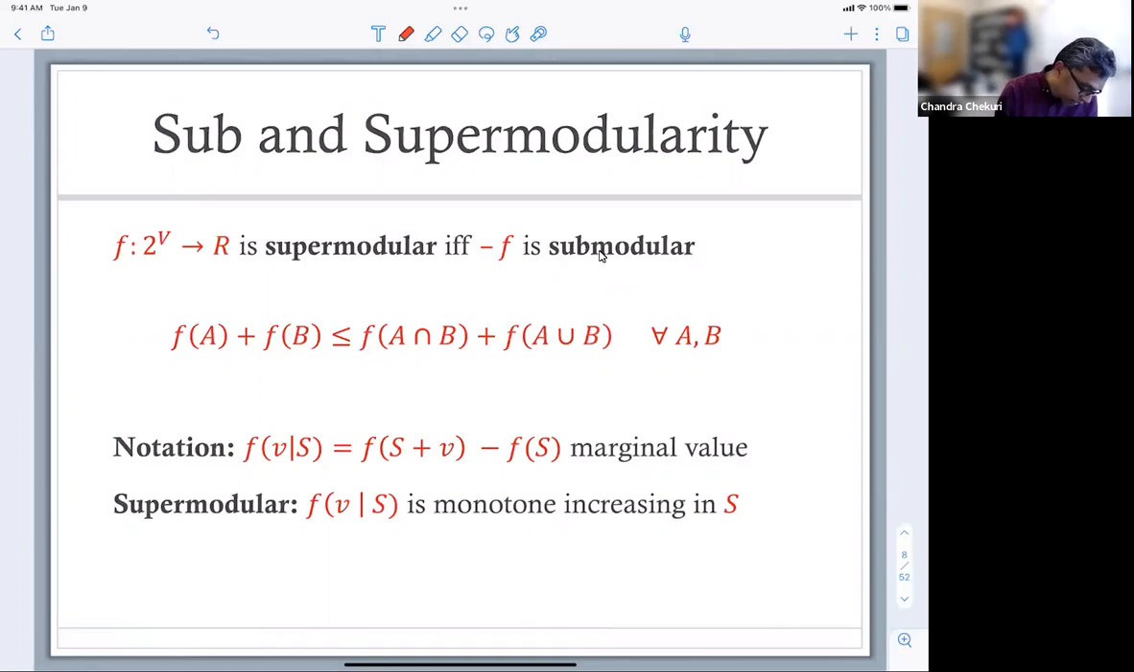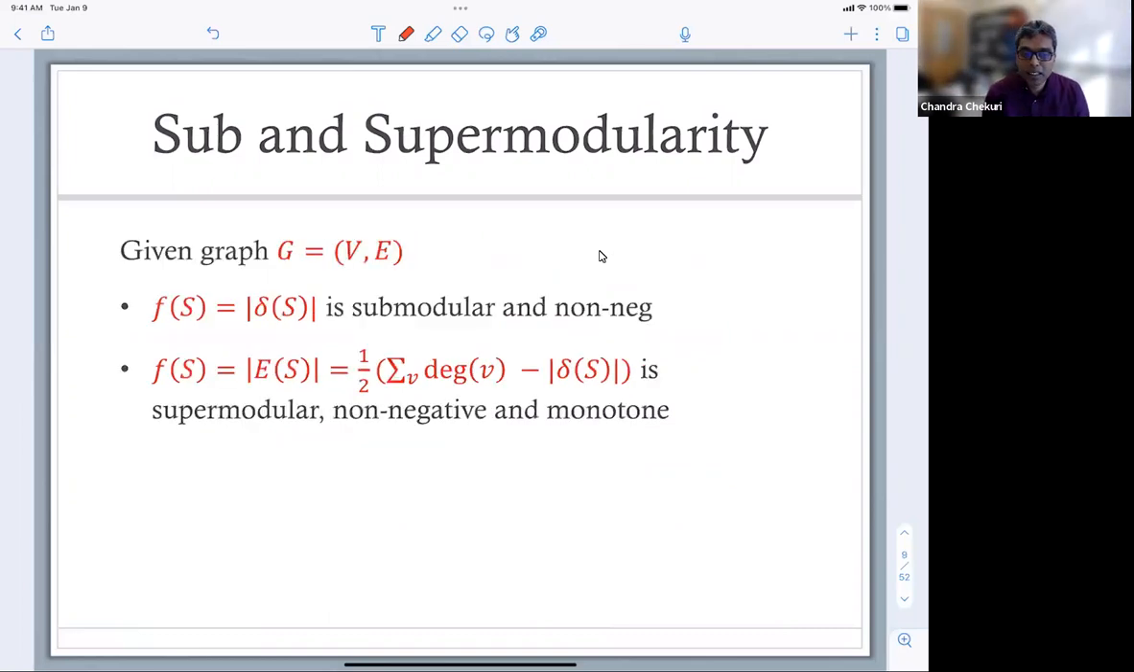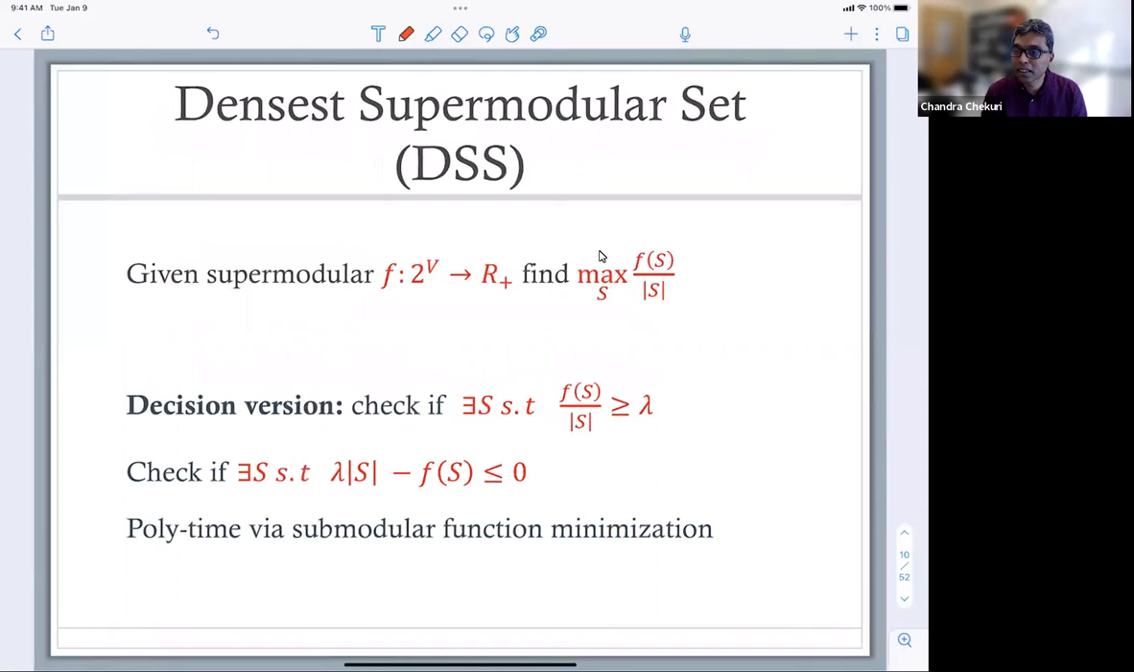Okay, so why are we interested in this? Because if you look at a graph and you look at this function f of S equal to e of S, then that is supermodular. Well, we all know that the cut function is submodular, and this e of S function is supermodular because you can express it as a difference of a modular function and a submodular function.